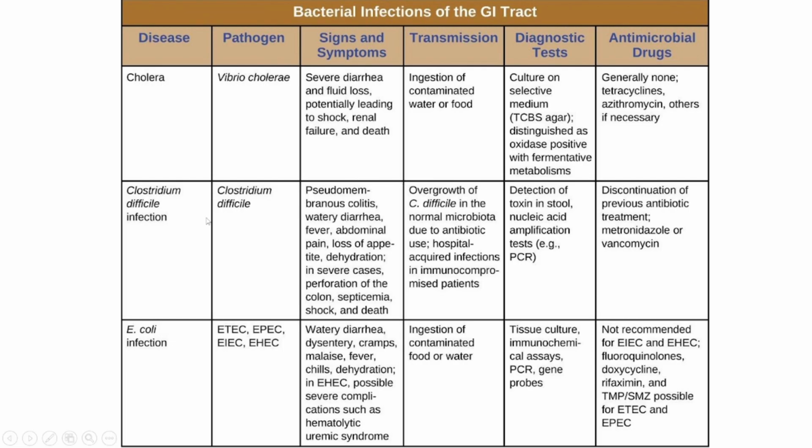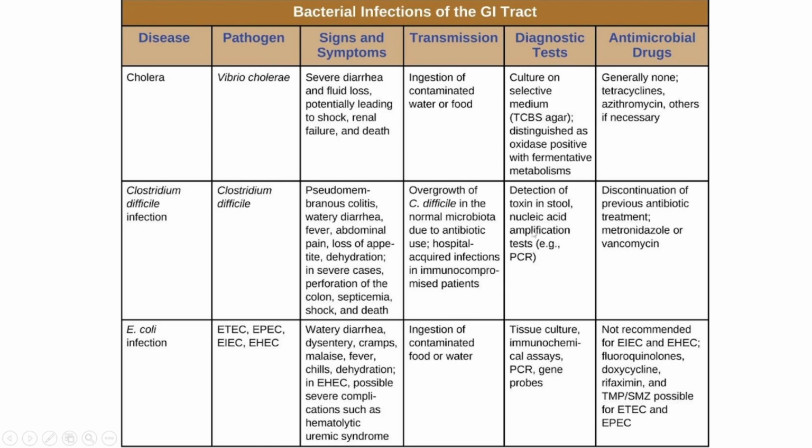And after that, the mode of transmission of Clostridium is the overgrowth of Clostridium difficile in the normal microbiota due to antibiotic use. So these bacteria are going to colonize the human body if we use antibiotics for a long period of time, or if the patient is immunodeficient, a hospital acquired infection in immunocompromised patients. And what about the diagnostic test? This bacteria is going to be detected in the stool sample. As you can see, we can analyze this bacteria through the stool sample.